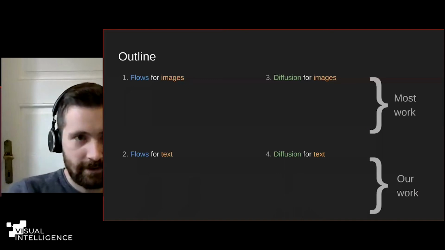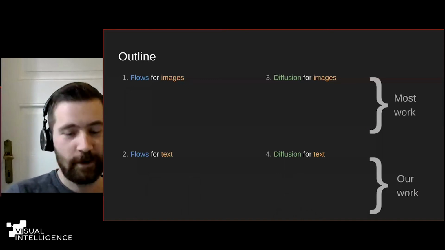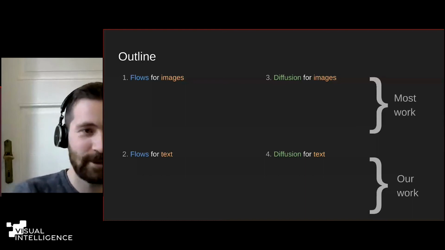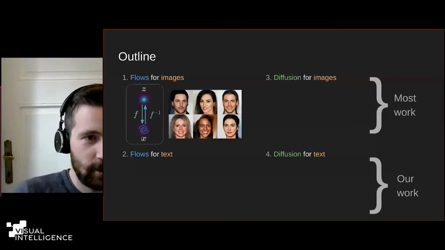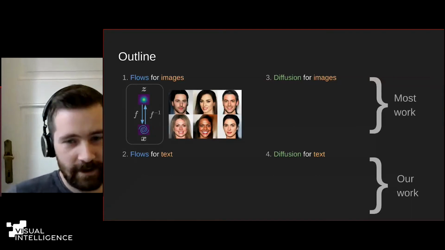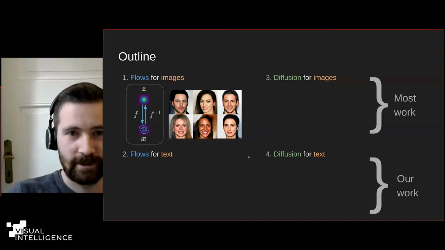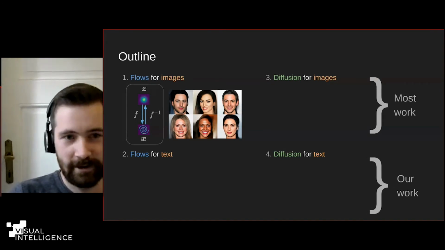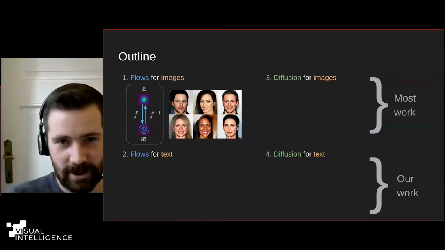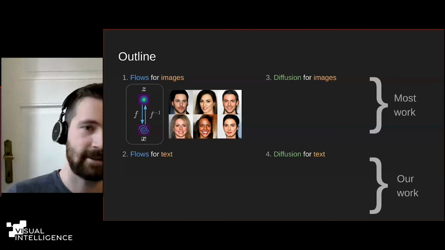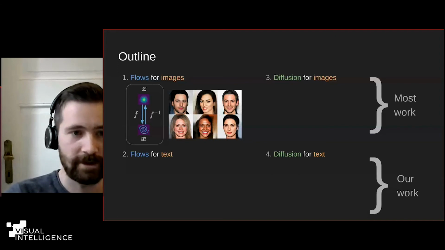So that is a very short introduction to flows for images. There's, of course, a lot more detail to this, but I have to move quickly due to limited time. A quick summary of this is we use some invertible transformation like this, and we can learn a distribution over images that we can generate from, and we can also evaluate the density for new images.